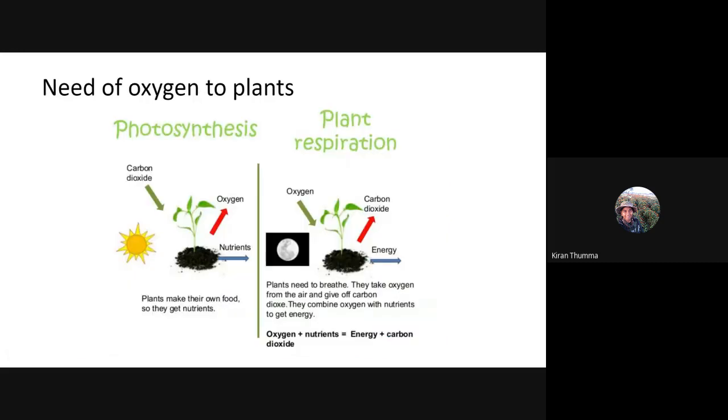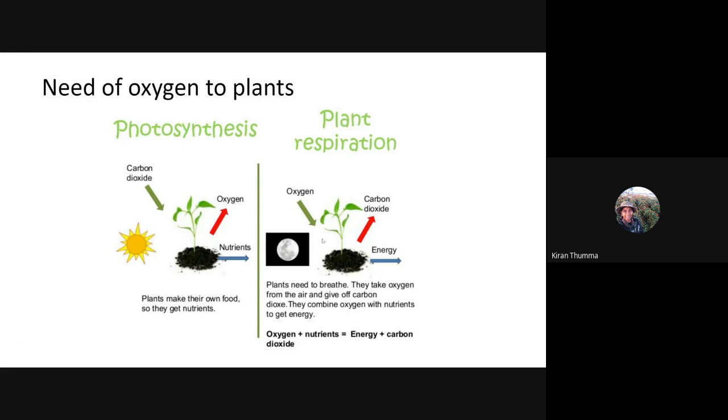From childhood onwards, we have been taught that plants take in carbon dioxide and give out oxygen. That is true. But what we have not been taught is that even plants need oxygen, and they give out carbon dioxide. Plants make their own food, but along with making it, they also need to consume their food for energy. After consuming their food, they need oxygen to break down that food, to digest it. So that's why they need oxygen. Every part of the plant needs oxygen.